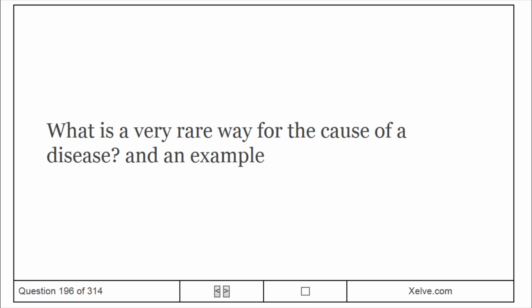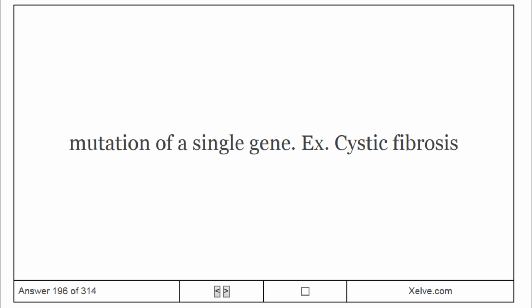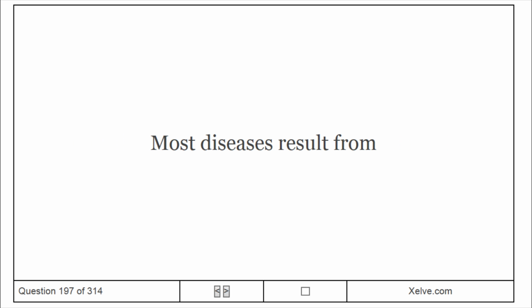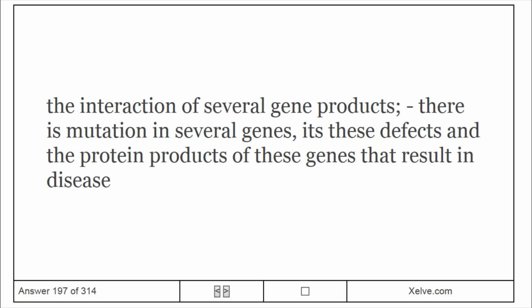What is a very rare cause of disease, and an example? Mutation of a single gene, for example cystic fibrosis. Most diseases result from the interaction of several gene products. There are mutations in several genes, and it's these defects, and the protein products of these genes, that result in disease.